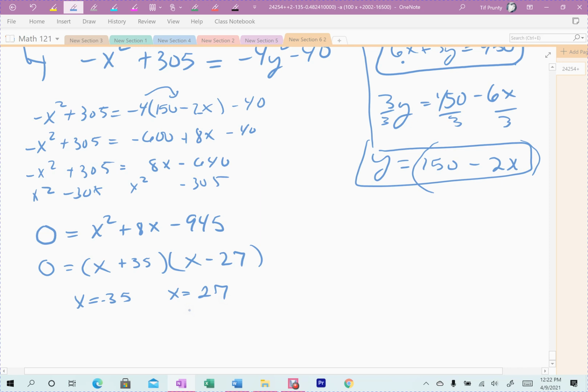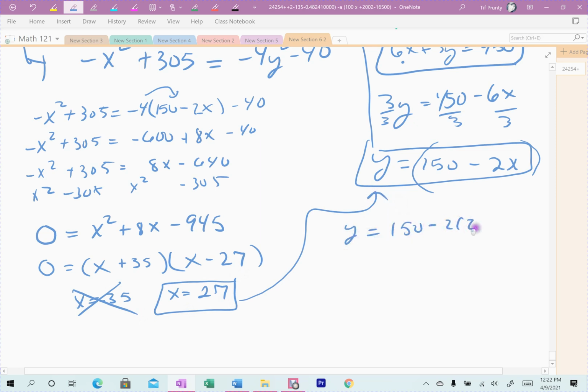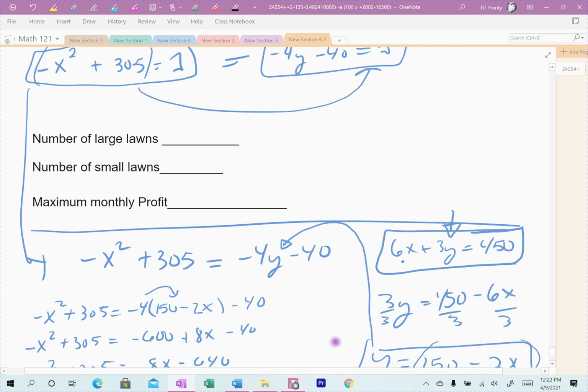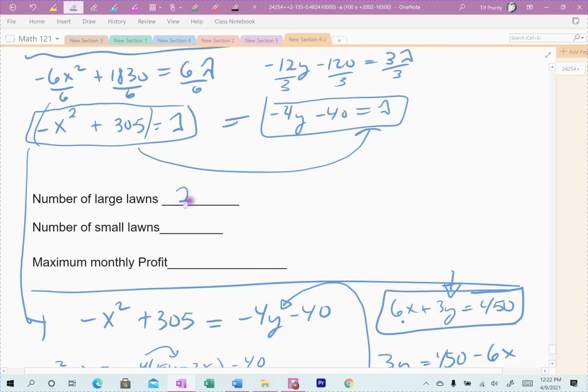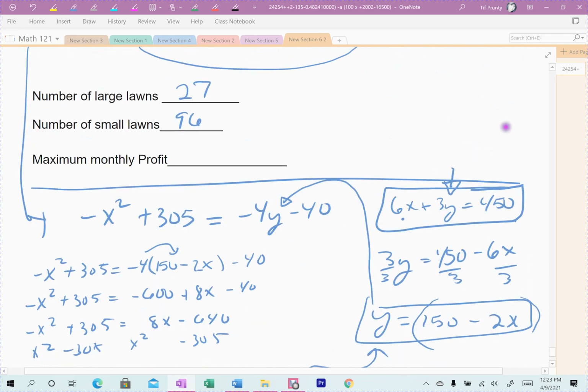Remember what we're talking about, though. These are lawns, right? I can't mow a negative lawn, so that one doesn't make any sense for the application. So that's the only one that makes sense. X is 27, so to find y, I've got to plug my 27 in here. So I take 150 minus 2 times 27, and y comes out to be 96. So that means, in order to optimize their profit, they've got to mow 27 large lawns and 96 small lawns.